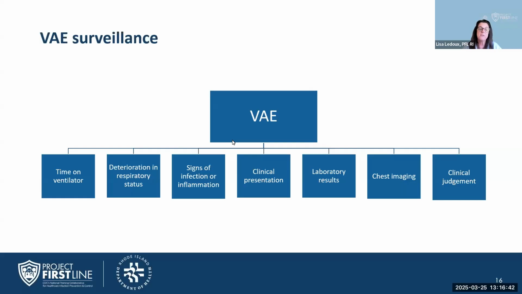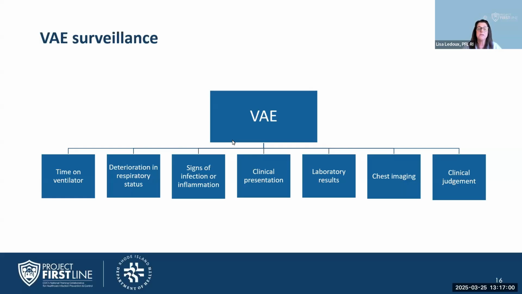They're going to need to look at laboratory tests. And has there been a change in chest x-ray or a chest CT scan? With the key criteria being a worsening oxygenation status after a period of stable or improving respiratory function on the ventilator. And then there's clinical judgment.